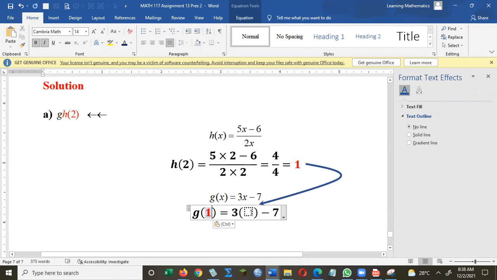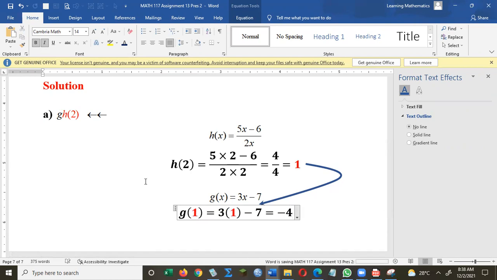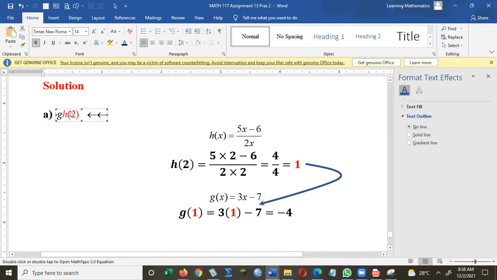1 comes in there, 1 comes in there. And G of 1 will give us 3 1s of 3 minus 1 will give us -4. So that's our final answer. GH of 2 is equal to -4. So you can even write it down. GH of 2 is equal to -4.